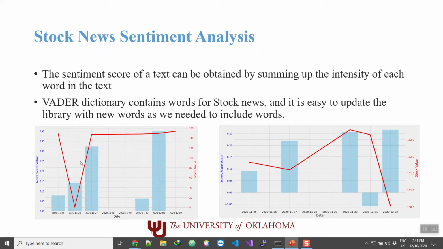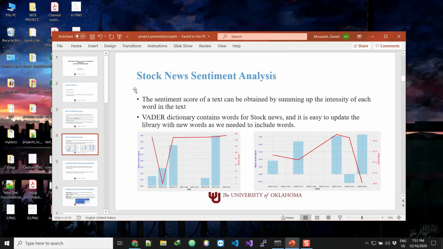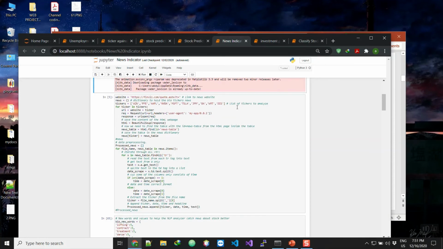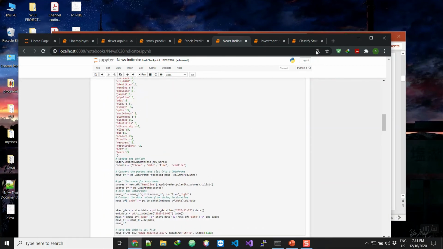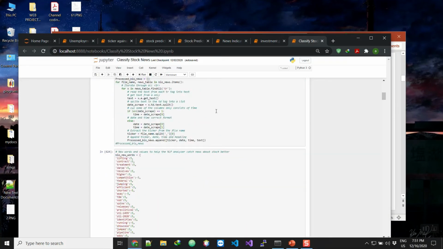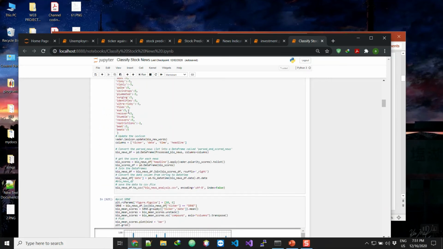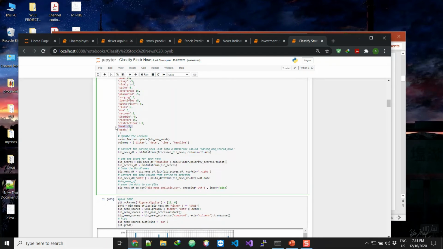And before showing the news, it can be good to show part of the code as well. So here's a number of lines of code. These are the new words that I updated. For example, jumped, for when a stock jumps, or drops, or beats. For example, things like it beat, it predicted earnings, or stuff.